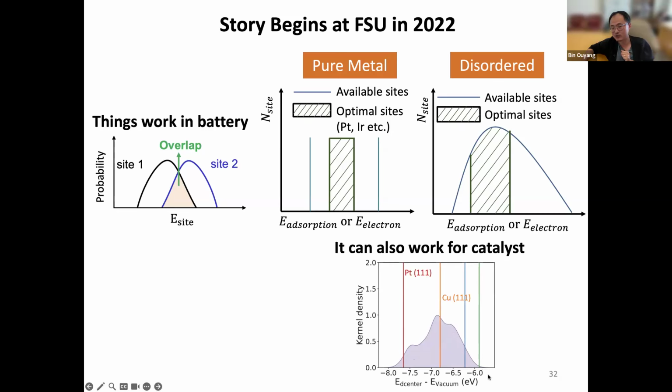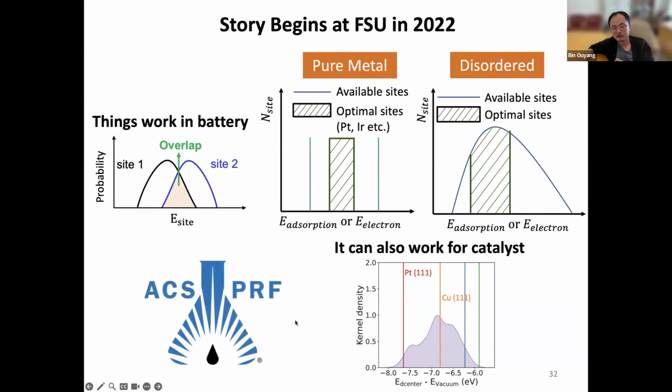This is the medium entropy alloys with no noble metal. Effectively, this is the distribution of d-band center, because people use that as a sort of metric to evaluate how good they are in terms of HER and OER. So naturally, you're going to form a distribution because of this disorder. They overlap quite well with platinum 111, which is used for HER, and copper 111, which is used for CO2 reduction. So that's basically a sign that cheap metal can work if you make them into disordered materials.